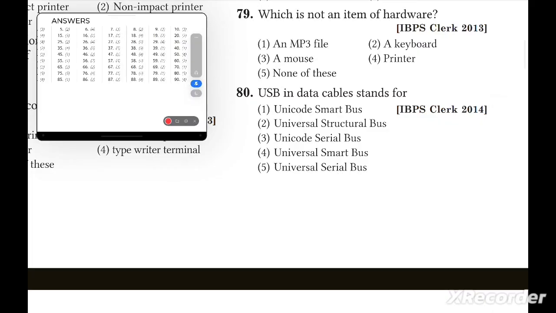Next question, USB in data cables stands for: first, Unicode Smart Bus. Second, Universal Structural Bus. Third, Unicode Serial Bus. Fourth, Universal Smart Bus. Fifth, Universal Serial Bus. The correct answer is fifth, Universal Serial Bus.